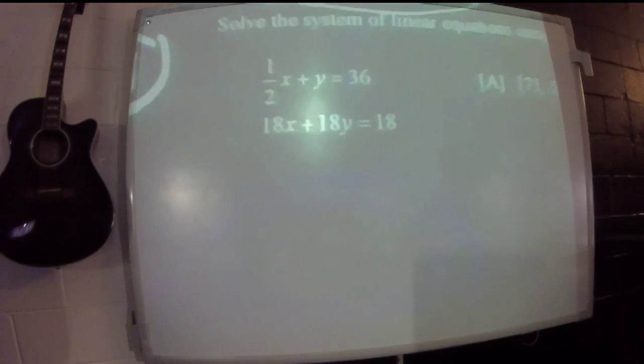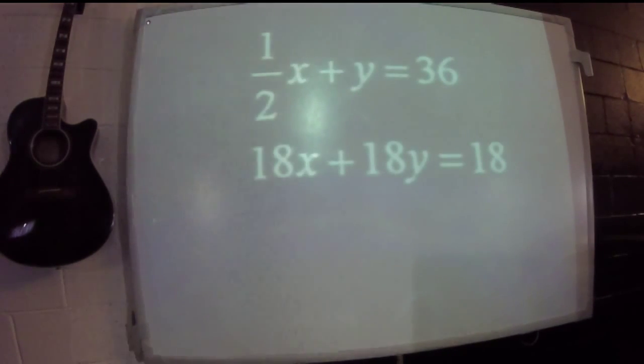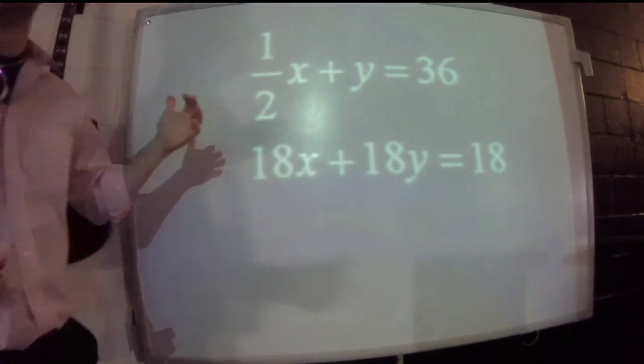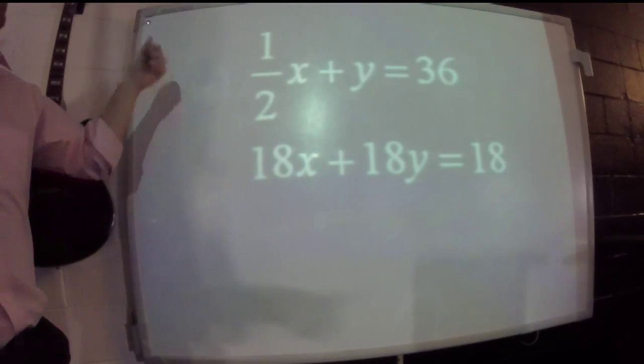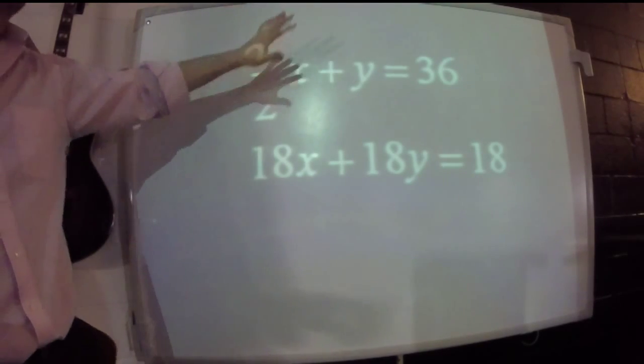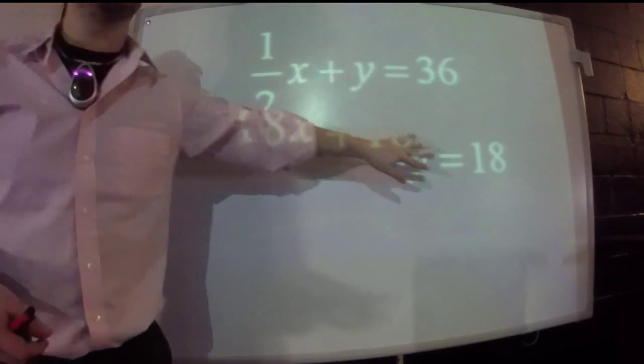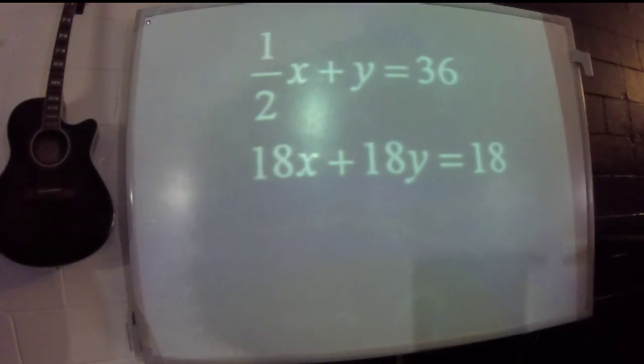Alright, I got a little problem. I got a system. I want to use substitution. What do I want though? If I'm going to try substitution, what do I want to see? An x equals or y equals. Do I have that? No. So there's a little bit of a problem. I don't have x equals or y equals. I got 1/2 x plus y. I got 18x plus 18y. So do you remember kind of what we did yesterday when you have this situation?